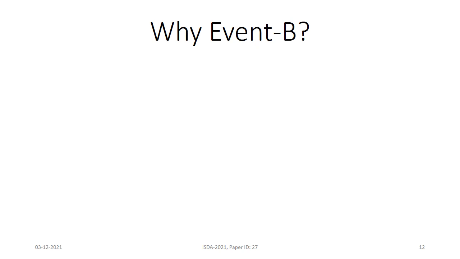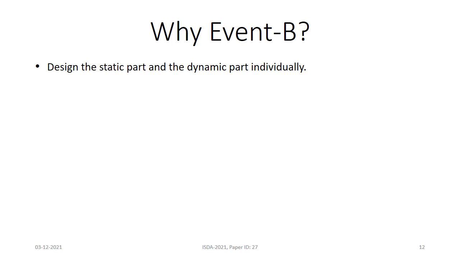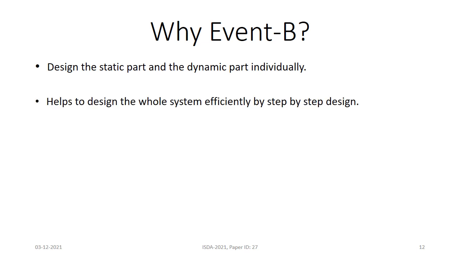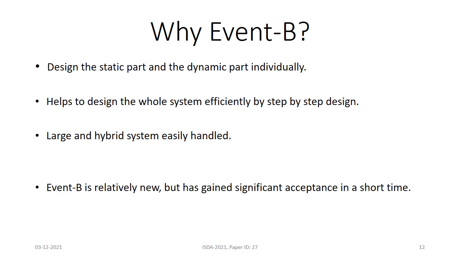So after analyzing these three formal methods, we can easily say that event B is superior to Z and B, and if I say why event B, then we can say using event B, we can design the static part and the dynamic part of a system individually or separately. It helps to design the whole system effectively by step-by-step design. Large and hybrid systems can easily be handled using event B. And finally, event B is relatively new, but it has gained significant acceptance.